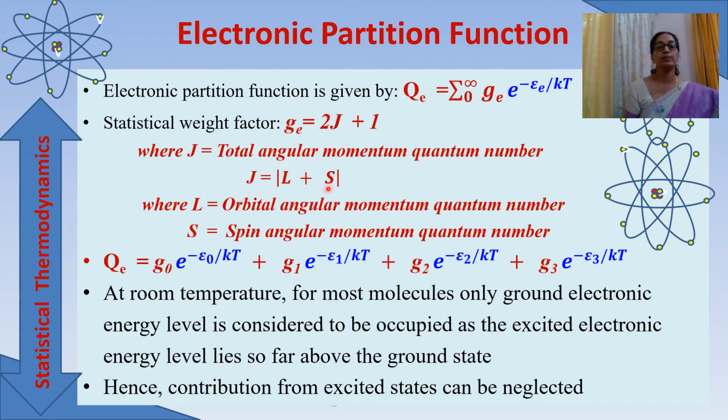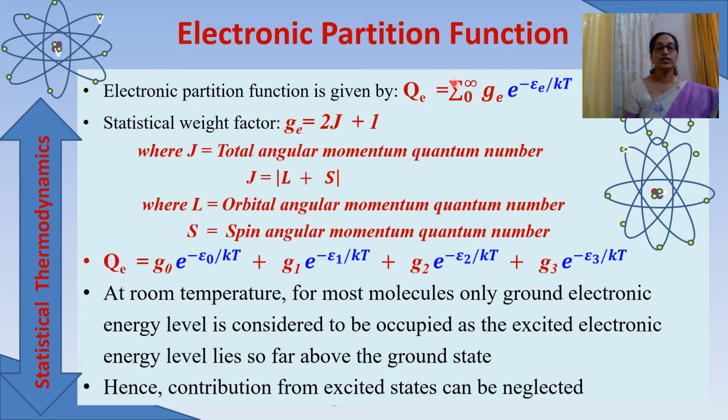J is equal to L plus S, where L is the orbital angular quantum number and S is the spin quantum number. L can have value 0, 1, 2, 3, etc. S has value plus half and minus half. So accordingly we will have capital S equal to 0 or half or 1 depending upon the number of unpaired electrons in the outermost energy level.